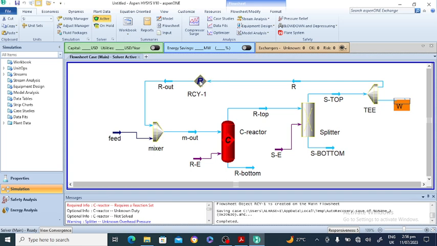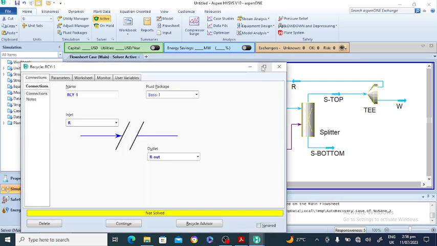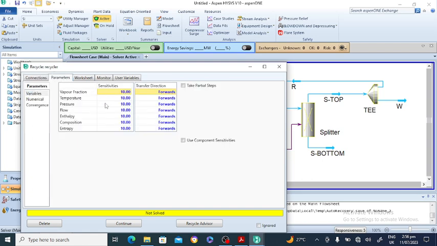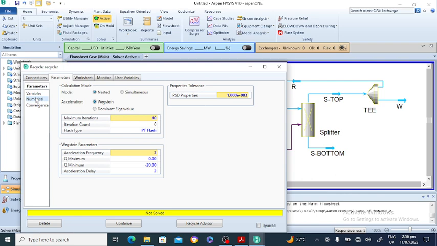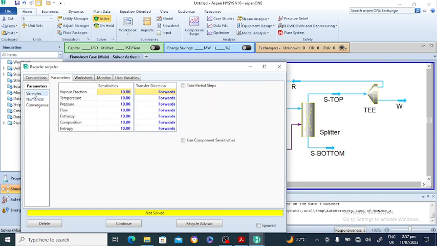Now go to the recycle and double click on it, and it is not solved. So we will go to the rename recycler. Go to the connection. Go to the parameter, and here the sensitivity is 10 10. This is a numerical property, the tolerance variable 10 10. So I am changing it, for example, to 1 1.